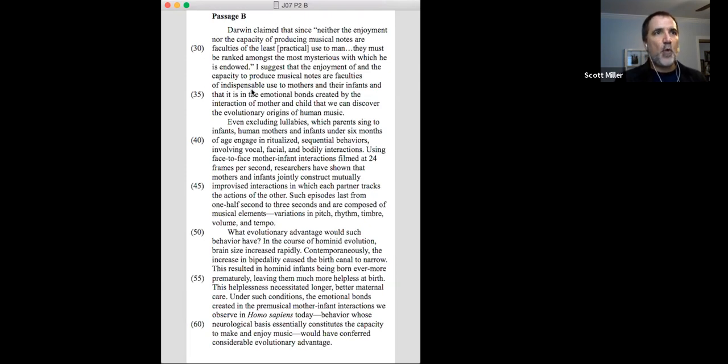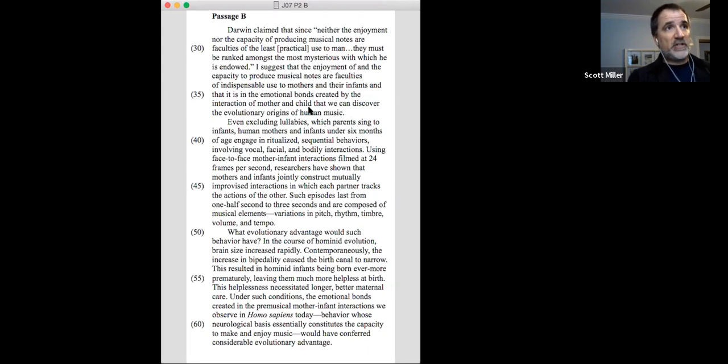Indispensable, right? Important, indispensable use to mothers and infants. And in the emotional bonds created by this interaction, we discover the evolutionary origins of music. All right, so they're talking about music being important here. If that's all you get out of this paragraph, it sounds like the author is suggesting music is important. That's okay if that's what you get out of it.